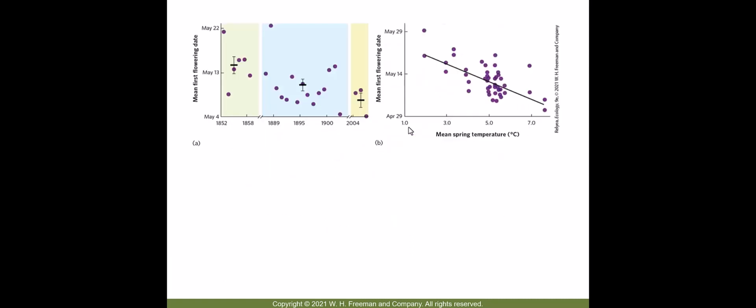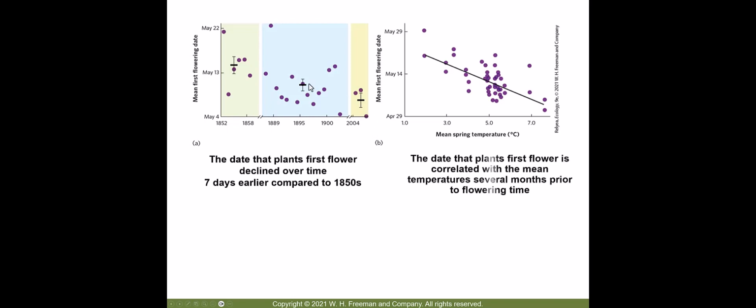Here we're looking at flowers, and on the left-hand side, mean flowering date over time. What we see here is that the date that the plants first flower, so when they first flower in the season for the year, has declined about 7 days compared to the 1850s. On the right-hand side, we're seeing that the date that a plant first flowers is strongly correlated with the mean temperatures several months prior to that.